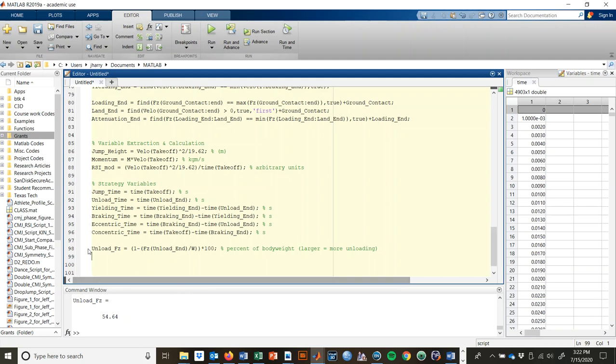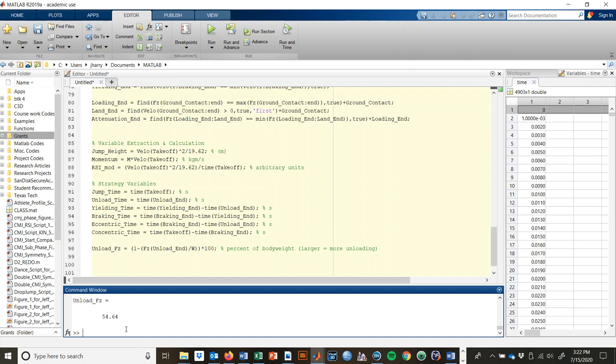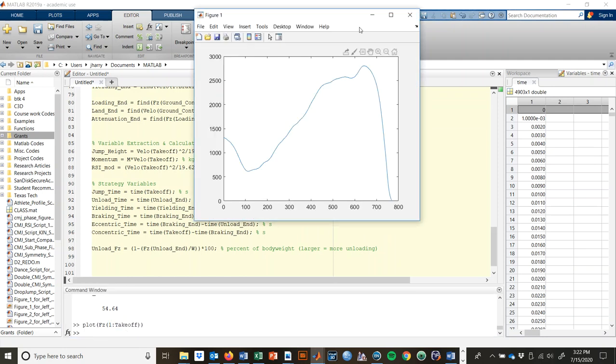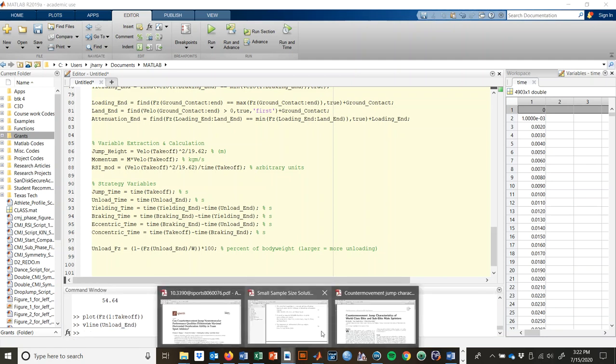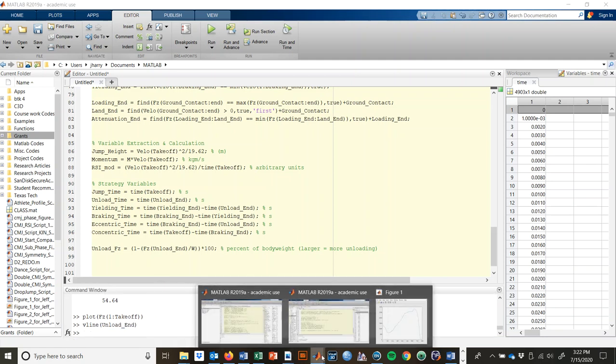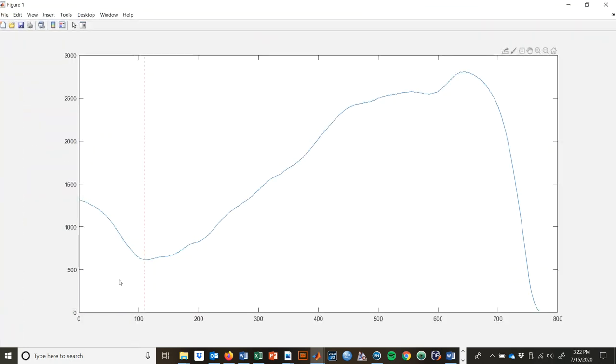Okay. Now, next unload variable that could be useful is the rate of force development during the unloading phase. So if I plot the FZ just for the jump, so just to take off, and I add a vertical line at the end of unload, we're talking here, so we pulled out this value as the unload FZ and converted it to a percentage of body weight. Now what we're talking about is this rate of force development.